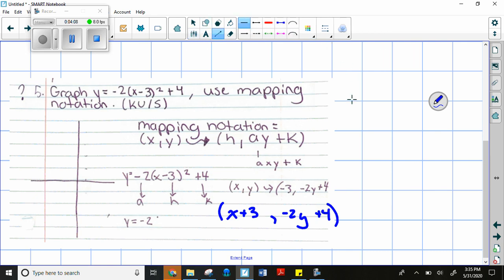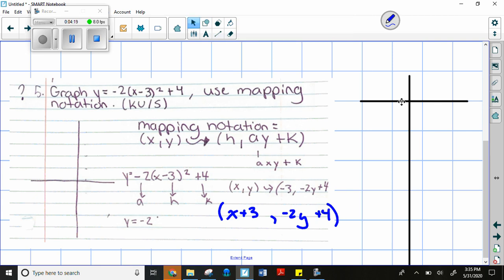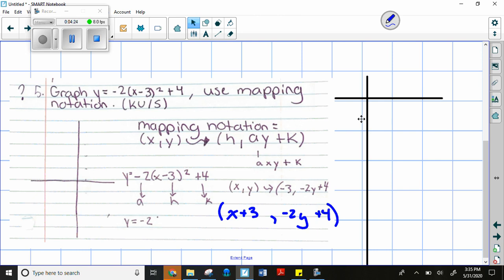So if I were to create a table of values, I will use mapping notation, which I'm going to do, and I'm going to cheat and use real lines because I know my strengths and my weaknesses in this thing, and I'm actually going to move that over a little bit. Okay.